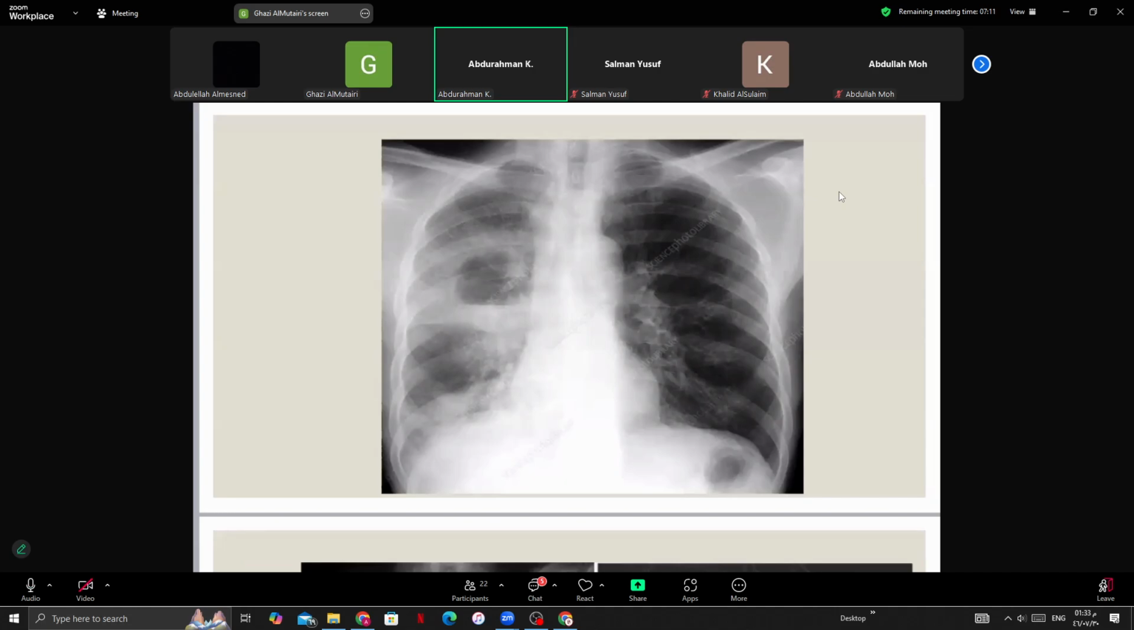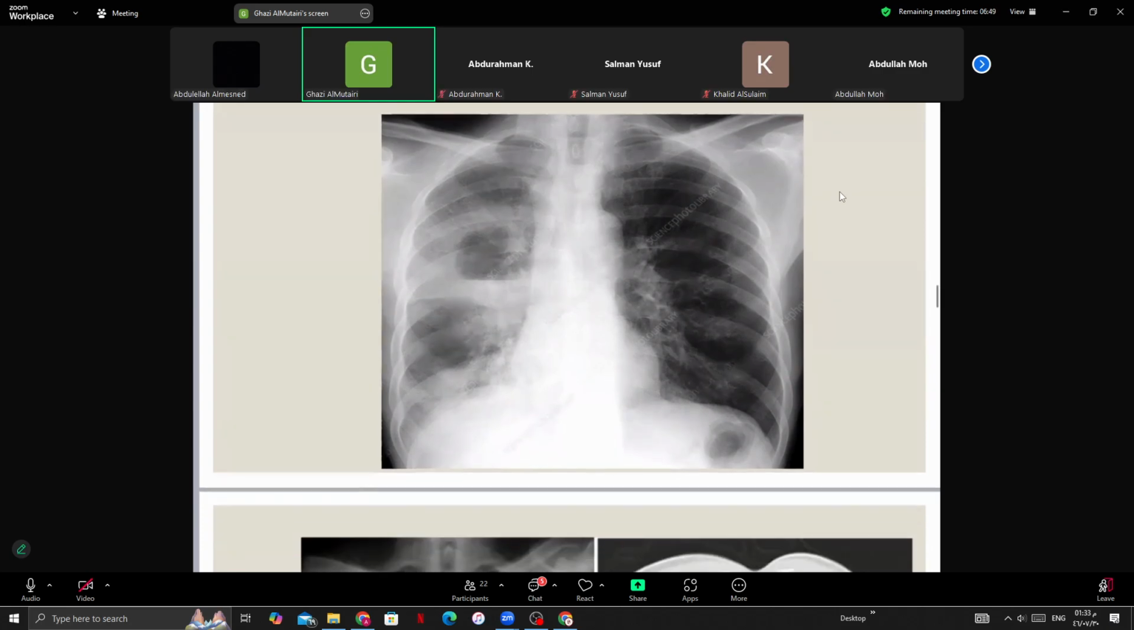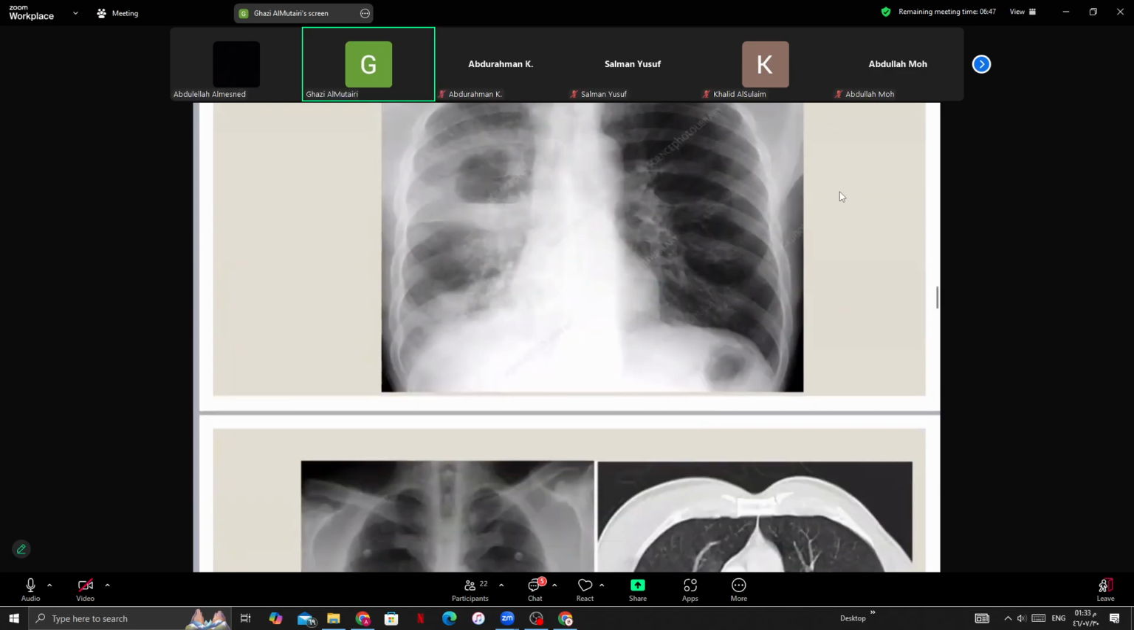Air fluid level. ممتاز. وين؟ ممتاز. The right middle, right upper lung, there is an air fluid level which is indicative of... ايش الباثولوجي غالبا؟ ايوه بس ايش هذه؟ It's a cavitary lesion or lung abscess.